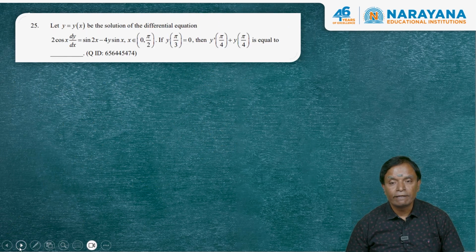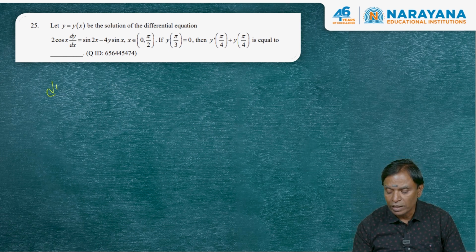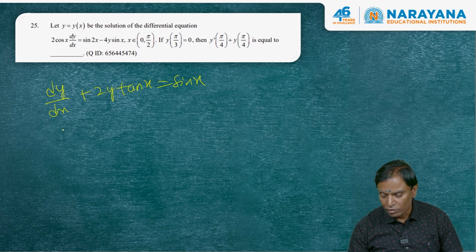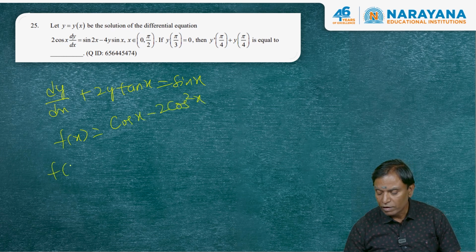This is clearly a Leibniz equation. Okay, you can divide the entire equation by 2 cos x. Your differential equation reduces to dy by dx plus 2y tan x is equal to sin x. Now this is a Leibniz equation. You can write the integrating factor and then you can write the solution. By using the initial value y of pi by 3 is equal to 0, your solution of this equation reduces to f of x is equal to cos x minus 2 cos square x. You can find f of pi by 4 plus f dash pi by 4, which is nothing but 1.